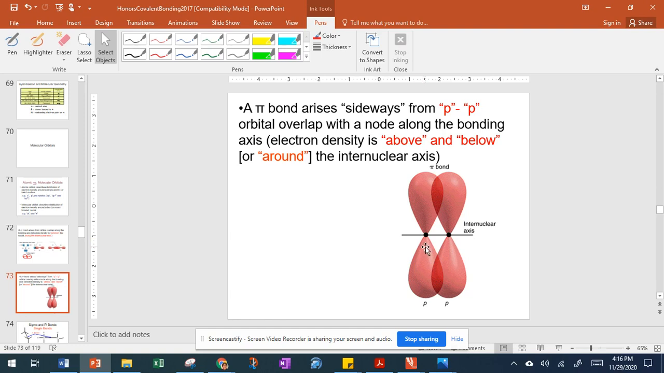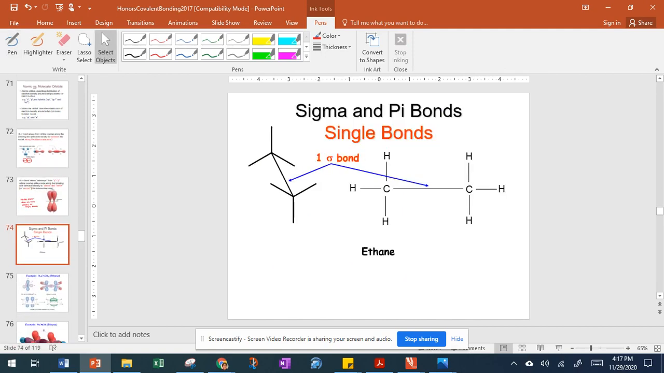Okay, so we're going to have pi bonds when we have double and triple bonds in our molecule. So these exist when we have double or triple bonds. Okay, so let's go over some examples.